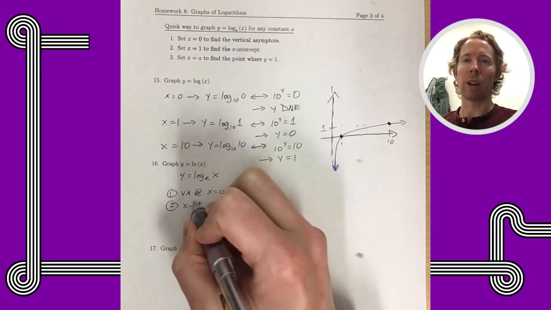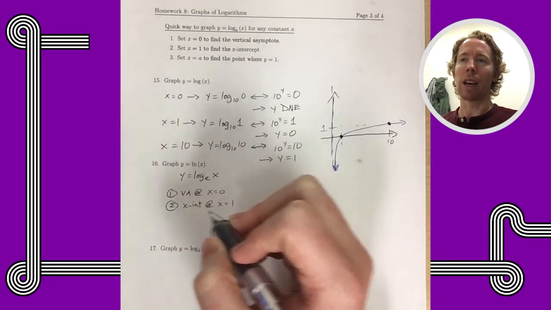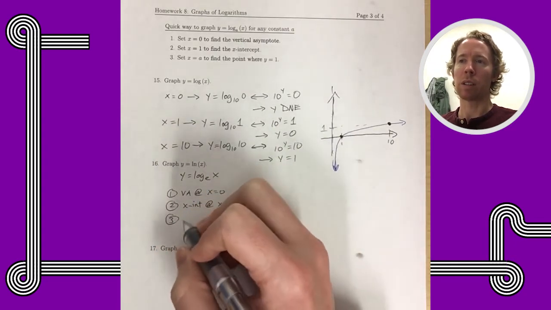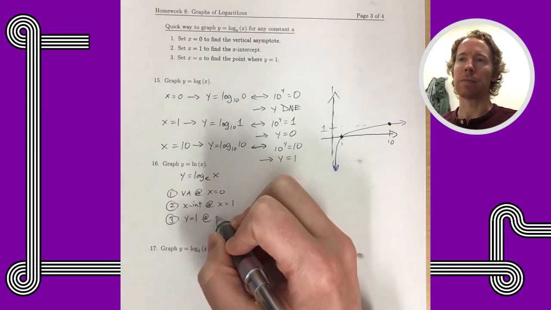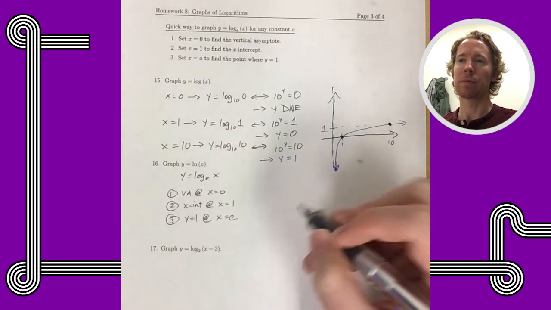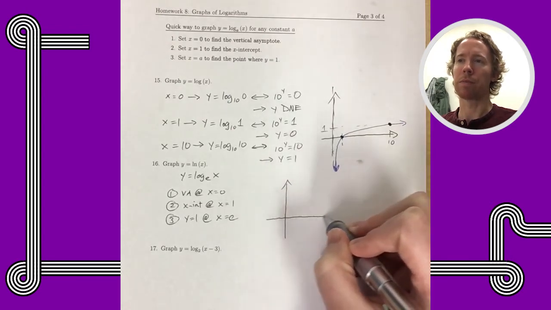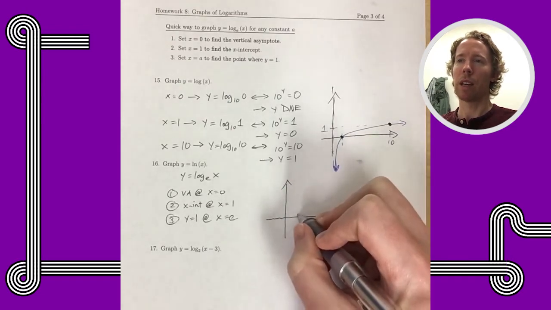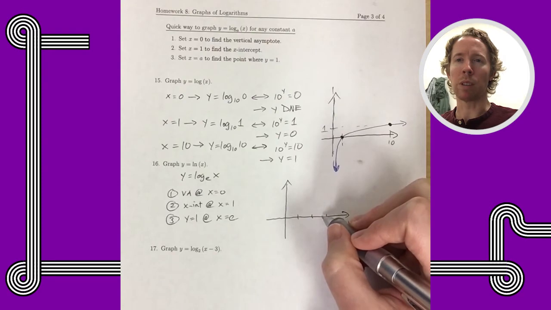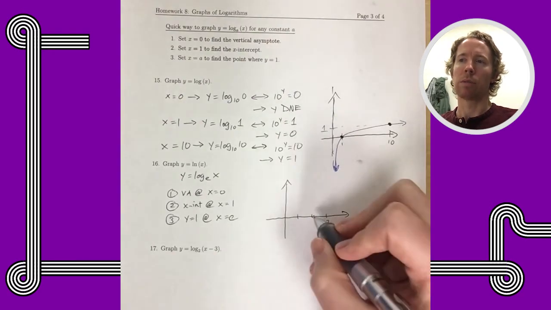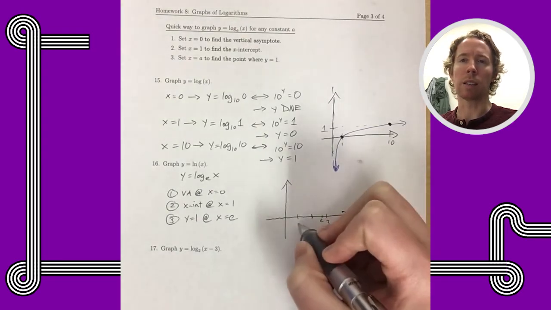So we get a vertical asymptote at x equals 0, since the stuff in parentheses is just x. We get an x-intercept at x equals 1, and then we get y equals 1 when x equals e. So we can plot this thing pretty quickly. E, remember, is a number between 2 and 3. It's about 2.7. So it doesn't have to be perfect. Just pick where you think around 2.7 would be, and that's e.